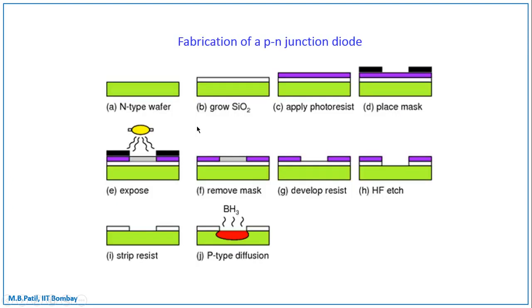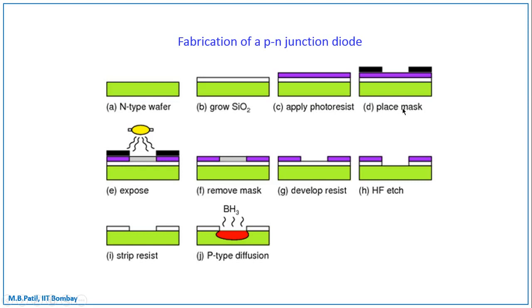Let us go through a very simple fabrication process, namely fabrication of a p-n junction diode. Here is the cross section of an n-type wafer. That means it's a silicon wafer with n-type doping such as phosphorus. We first grow silicon dioxide on that, shown there. After that we apply photoresist, shown with this purple layer here. Now this photoresist is a material which is sensitive to light.